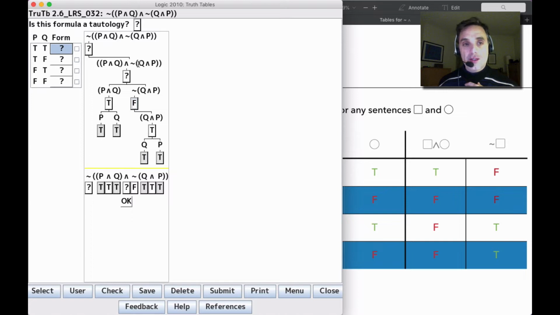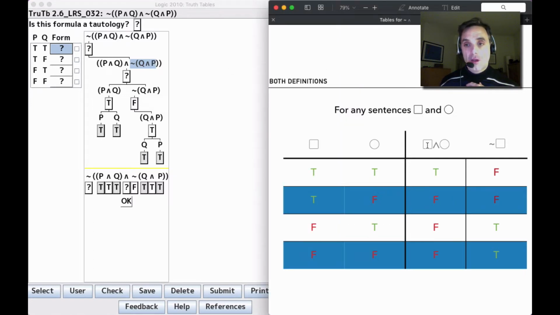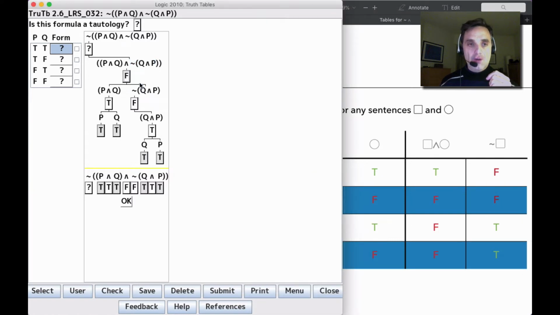Now let's look at this. This is a conjunction of P and Q and the negation of Q and P. For P and Q, the left conjunct is true. For the negation of Q and P, the right conjunct is false. So we have a conjunction whose left conjunct is true and whose right conjunct is false. Is that true or false? If we're not sure, we can look at the truth table. When the left conjunct is true and the right conjunct is false, then the conjunction is false. So this is false.